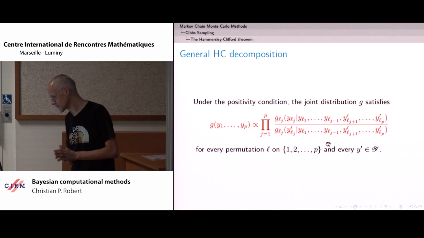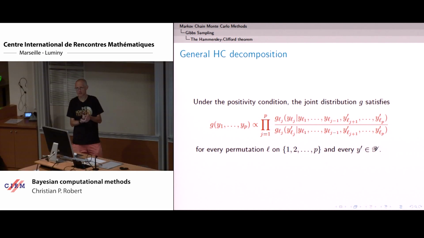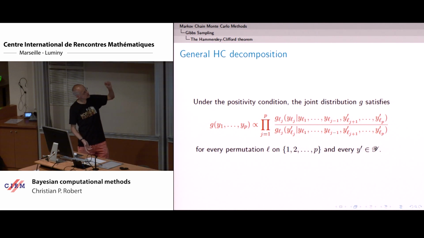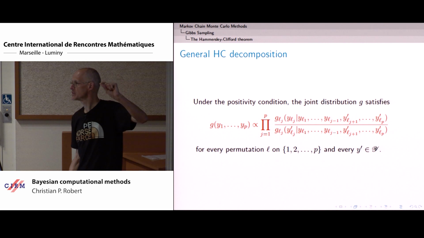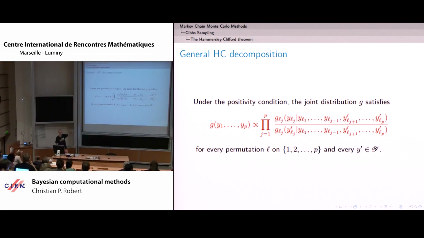You can prove that fairly easily by substitution. So again, I have a functional representation of the joint based only on knowing the full conditionals. There is just a little caveat to this expression, which is that it must avoid divisions by 0. So for a given y, there must be at least one y prime for which all the denominators are different from 0. That's called a positivity condition.